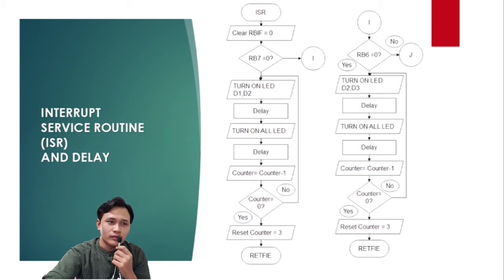I'm from group 12. So as we can see here from the ISR, the program is in the normal condition. After we press the button, which is RB7 connected with it, the LED D1 and D2 will turn on and blink. After that, the program will delay for a few seconds, and it will turn on again. And after that, the program will delay for a few seconds.